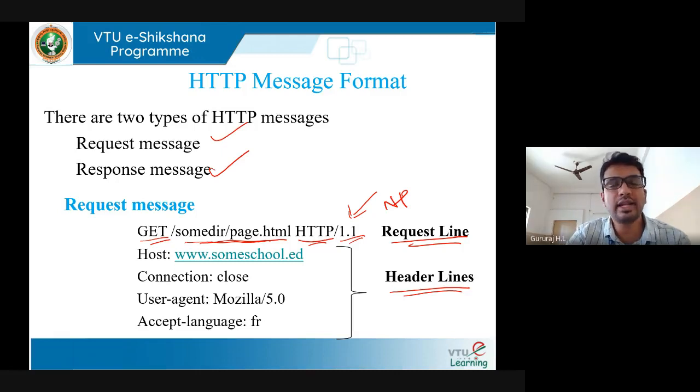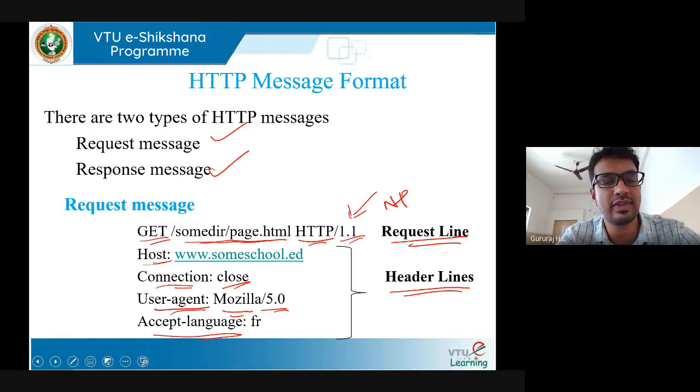And header lines consist of the host, what host you are searching for, and the connection, whether it's open or closed. Obviously it's closed when it wants to perform perfectly. User agent, which browser and what version, and accept language, what type of language it is going to accept. All those things we have in the header lines. Okay, so this is the request message format.